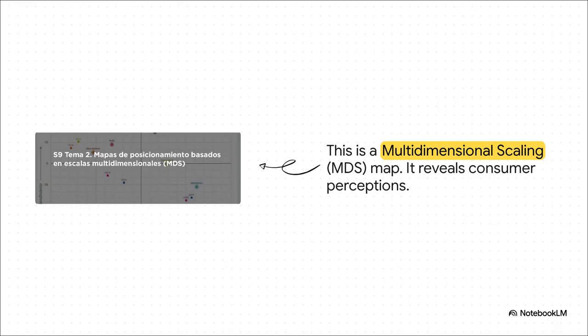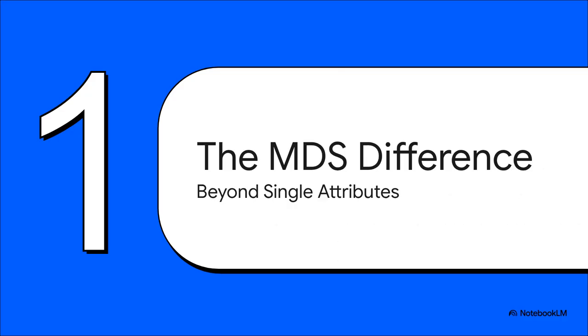And this, right here, is it. This is a multi-dimensional scaling map, or MDS map for short. Now, it might look a little more complex at first, but trust me, this thing is your key to understanding how consumers are actually grouping brands and competitors in their own minds. So what's the big deal? What makes this map so different? Well, let's dive into that. We're about to move way beyond looking at just one attribute at a time.